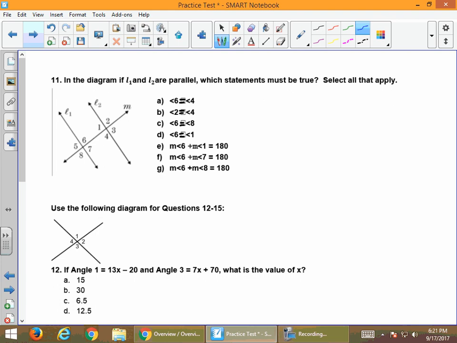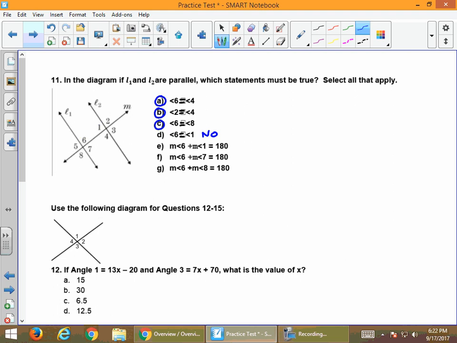So if they're parallel, are 6 and 4 equal to one another? Absolutely. They are alternate interior angles. On B, 2 and 4, they are vertical angles, and vertical angles are congruent. Okay, 6 and 8 are vertical angles. They are congruent. So far, A, B, and C are all true. 6 and 1 are same side interior, which means they must be supplementary. They are not equal. So this one is a no.